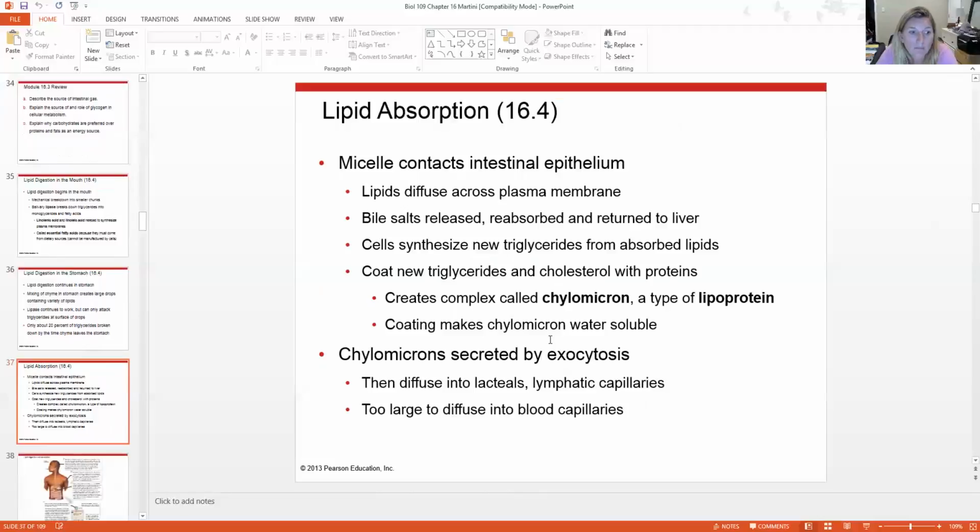Then, well, I kind of skipped this part, but I don't know why it wasn't in there. There are lipase enzymes that are secreted by the pancreas, and so the fat digestion is going to continue from the mixing of bile from the liver and the pancreatic enzymes. Again, not quite sure why there was not a slide on that.